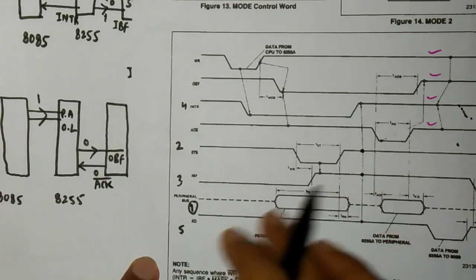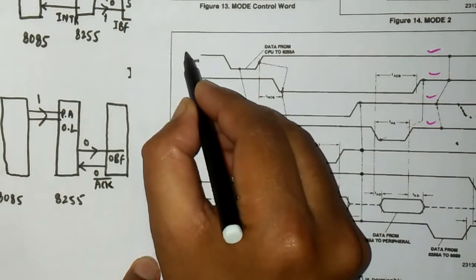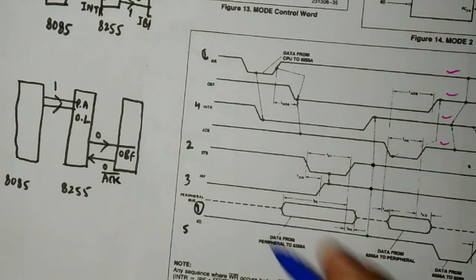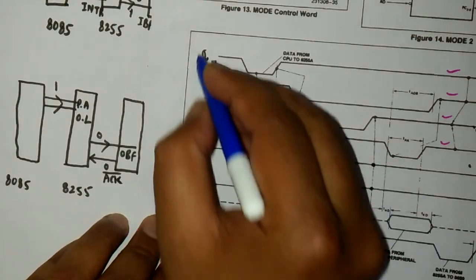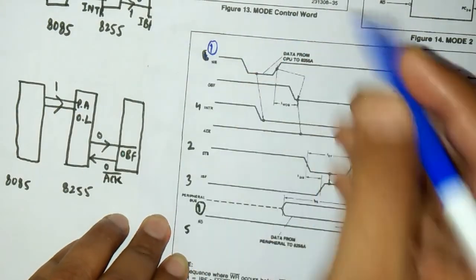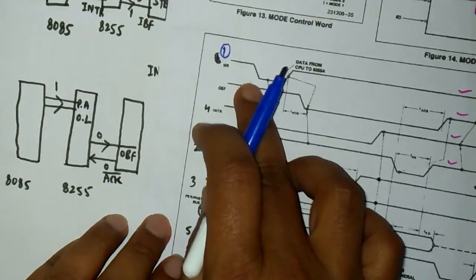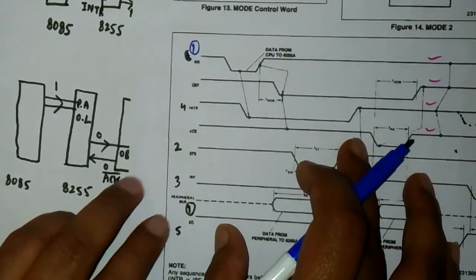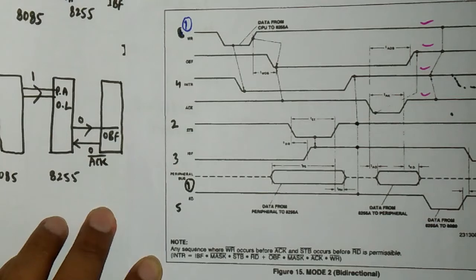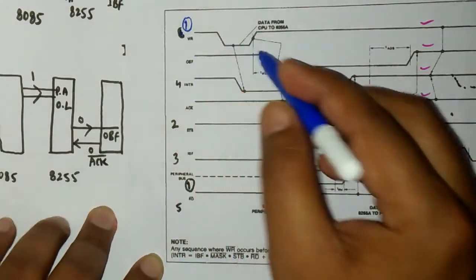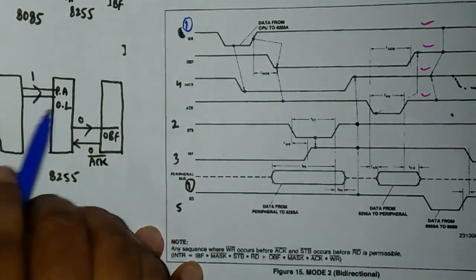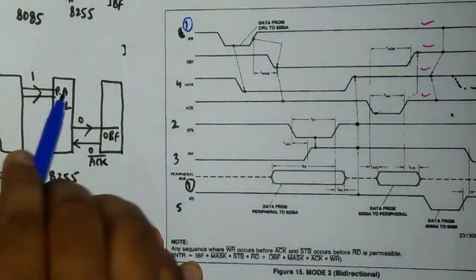So this timing diagram will start from here. First of all, the microprocessor will write the data. So that's why this timing diagram starts with the WR bar signal. So a low on the WR bar pin indicates that the microprocessor has written data to the 8255.